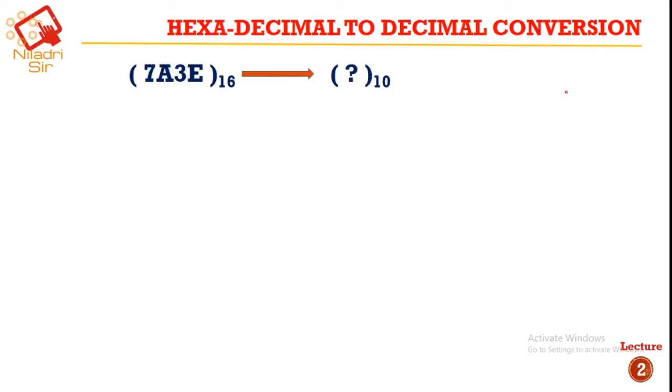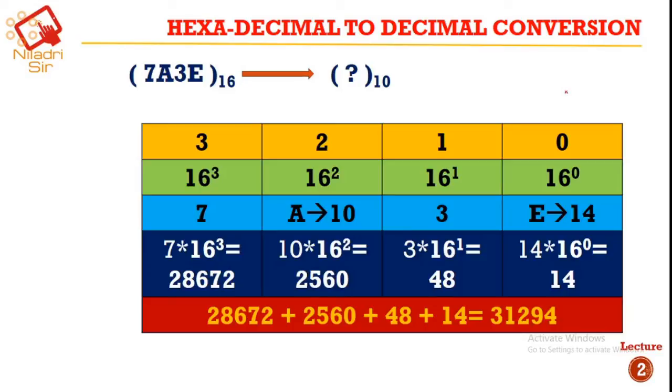Next, do the opposite, that is hexadecimal to decimal. In this case, we have to multiply with powers of 16: 16 to the power 0, 16 to the power 1, 16 to the power 2, 16 to the power 3. And the number is 7A3E. A means 10, E means 14. So 7 into 16 to the power 3, 16 square into 10, 16 into 3, and 16 to the power 0 into the last digit. We'll multiply these and then we'll add them.